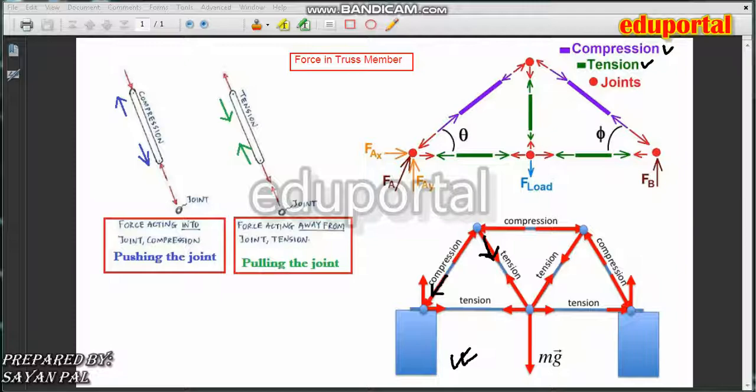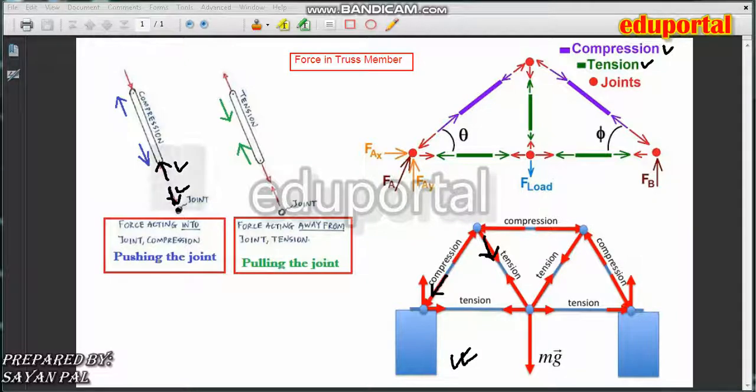Okay, first let's take a joint. Let's take this joint. Now this force is the force given by the member to the joint. So the member is applying a force onto the joint. This force is compressive force. So if the member is giving the joint this kind of force, then according to Newton's third law, the joint will also give a similar force but in the opposite direction. So this is that force.